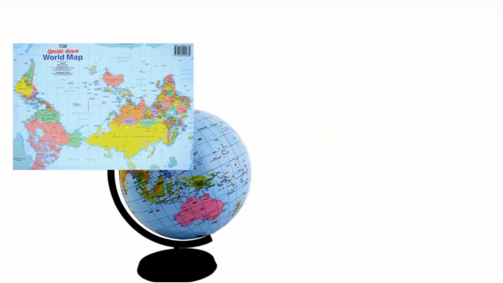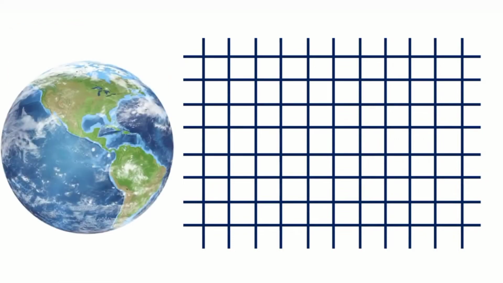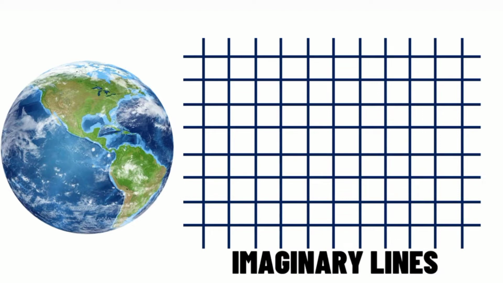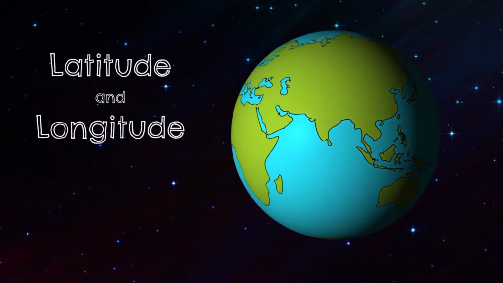Very good. The map and the globe have horizontal and vertical lines which intersects with each other. We cannot really see these lines on the surface of the Earth. Hence, they are called imaginary lines. These lines are very important in locating different places on Earth. These imaginary lines are called latitude and longitude.